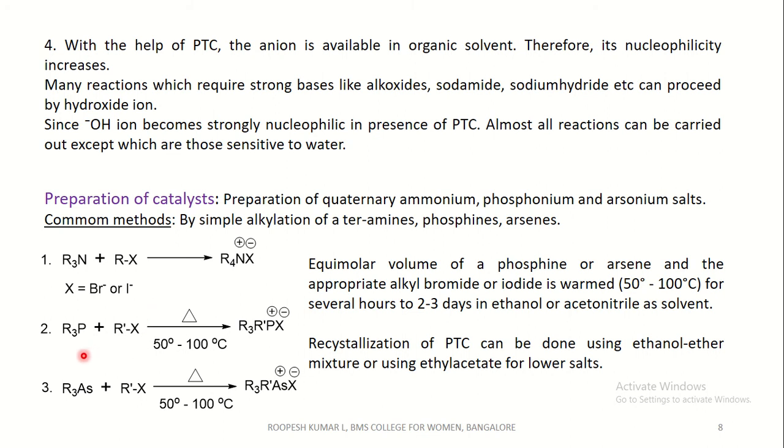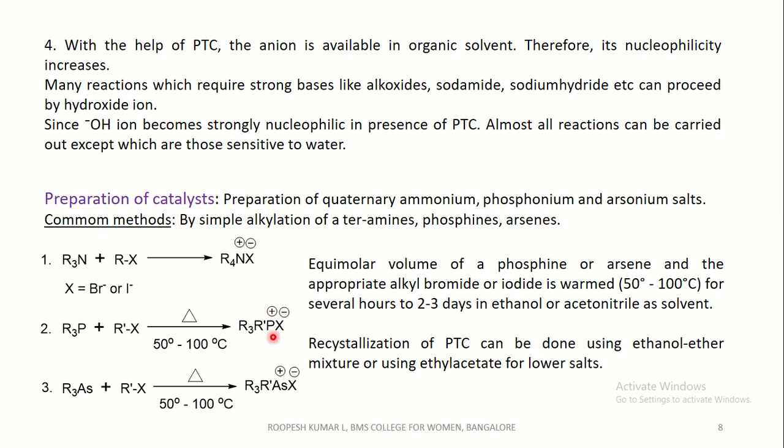Coming to the next one, the synthesis of phosphonium and arsonium PTCs. An equimolar amount of triphenyl phosphine or arsine reacts with the appropriate alkyl halide. Just by warming, heating to 50 to 100 degrees Celsius, we get the corresponding phosphonium or arsonium salts. This may be an alkyl bromide or iodide, warmed for several hours to 2 to 3 days. This reaction is carried out for several days in ethanol or acetonitrile as solvent.